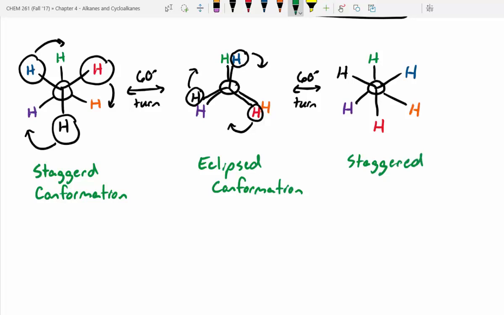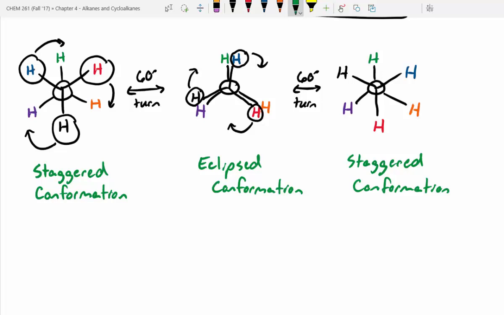Is it ED or D? That looks weird. Is that right? ED. I'm second guessing myself. Oh no. Staggered and eclipsed? Yeah, and we'll talk about some of the finer details of staggered and eclipsed later on. That's a good question, though.